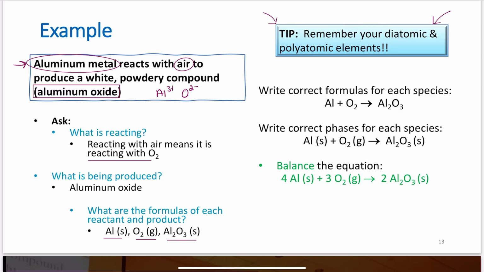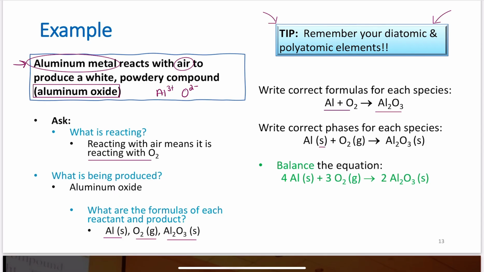And I know it's a solid because it says it's a white powdery compound. I'm not going to describe a liquid or a gas as powdery. Write the correct formulas for each species. So I've got the aluminum plus the O2 on the reactant side, the Al2O3 on the product side. Write the correct phases for each species. Aluminum metal, metals are solids. Only metal that is not a solid is mercury.